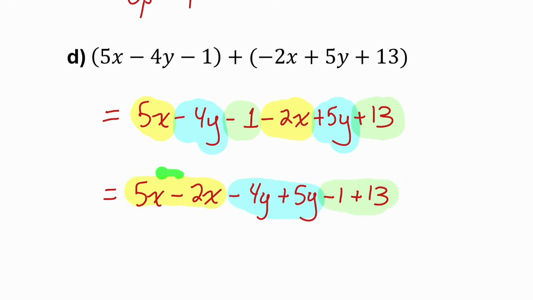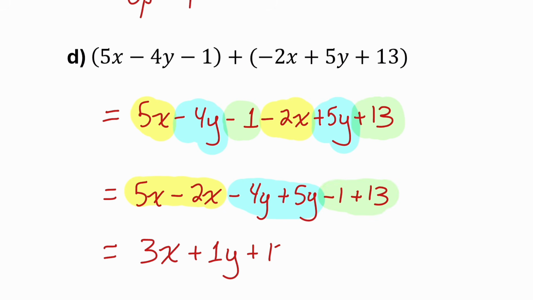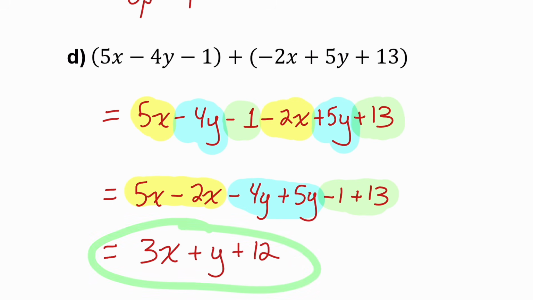And then collecting my like terms, 5x minus 2x, if I subtract the coefficients, I get 3, and then leave the variable part, it's still x. Negative 4y plus 5y, add the coefficients, negative 4 plus 5 is 1, so I have 1y. And then the constant terms, negative 1 plus 13 is positive 12. Now, if the coefficient of a term is 1, we don't have to write it. So instead of writing plus 1y, I can just write plus y. And there's my simplified final expression.